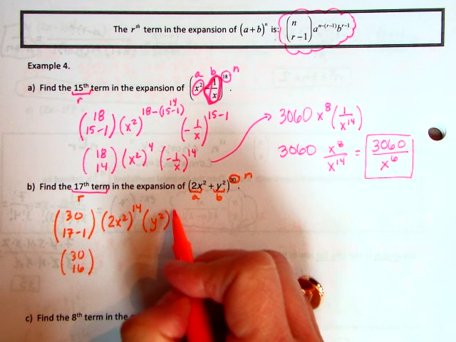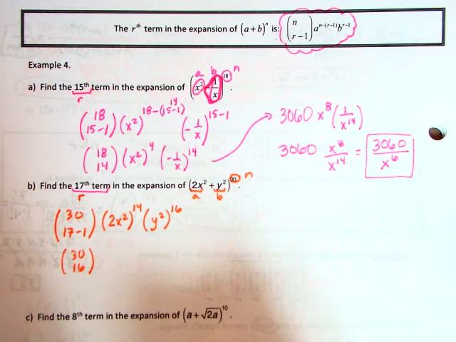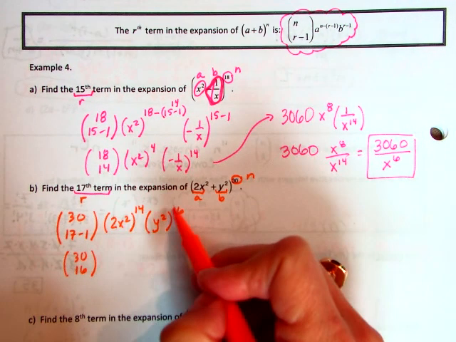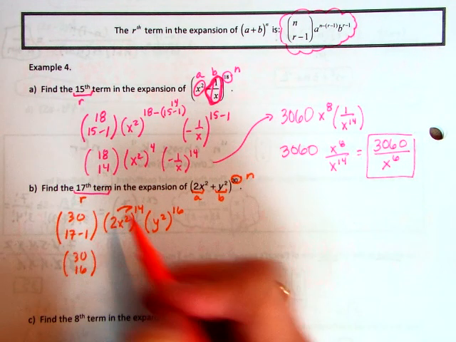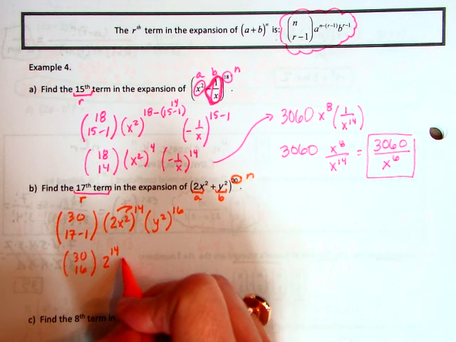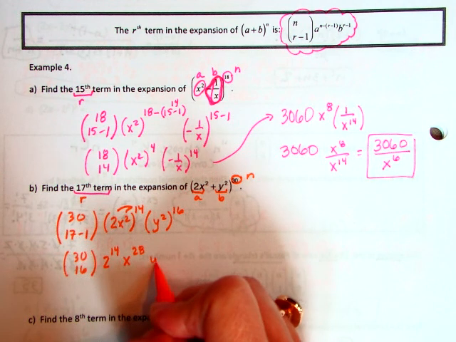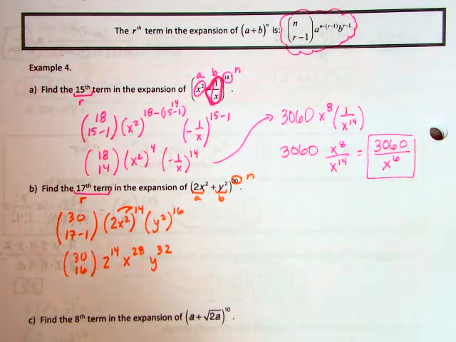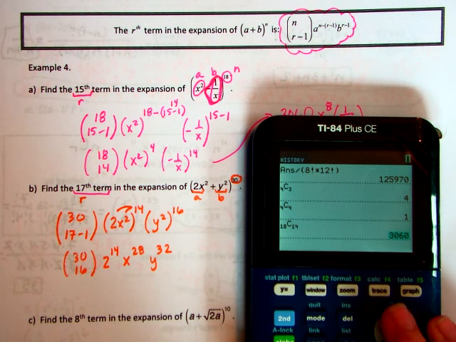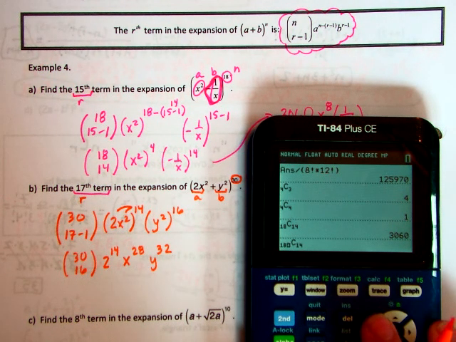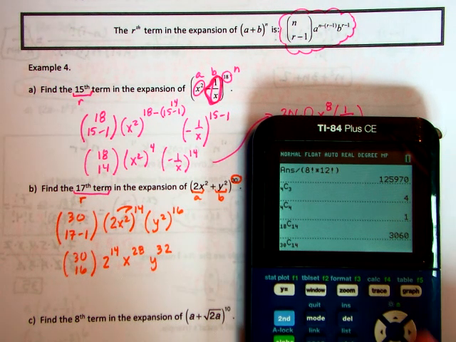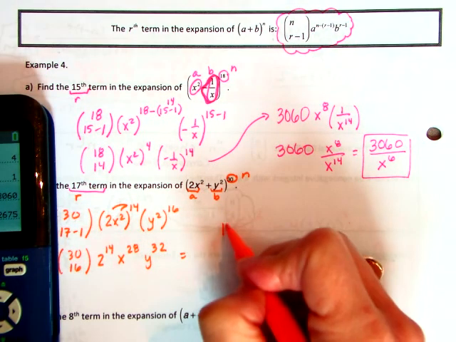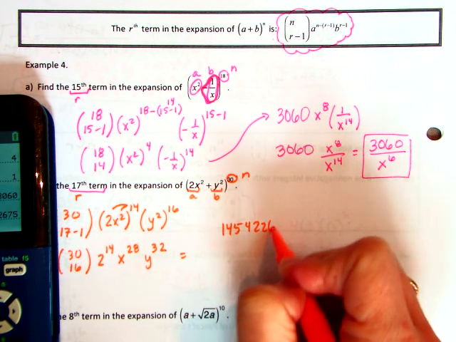This distributes in, so this is 2 to the 14th, x to the 28th, y to the 32nd. Okay, 30 choose 16. Whoa, that's a big number. 145,422,675. But then I have to do 2 to the 14th. So 2 to the 14th is another big number, 16,384. And I have to multiply those two together.